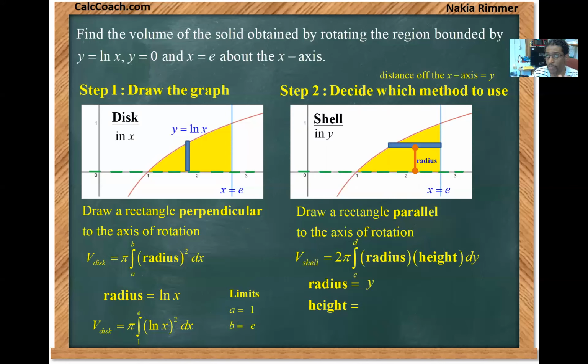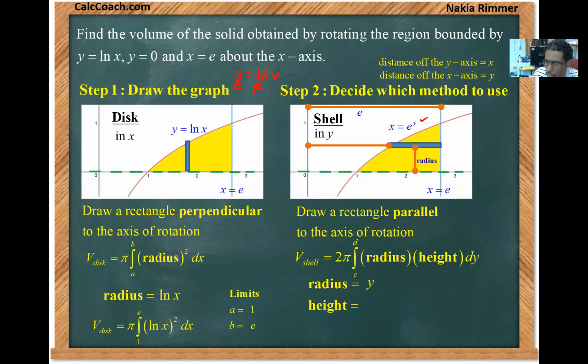Now, the height is the rectangle's height. And for this, we'll do the right minus the left. So the right takes you all the way to e. So it's like x equals e. The left takes you to the curve. But the curve is called y equals log x, so you have to solve for x. If you take e to the left and e to the y on the right, then e and log cancel. So x is equal to e to the y.